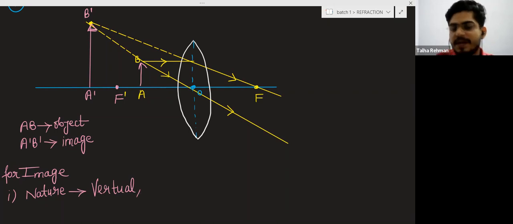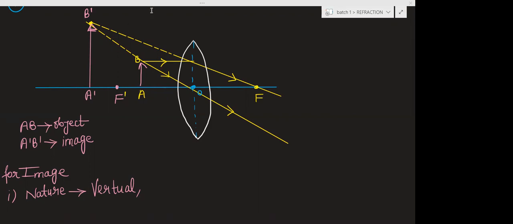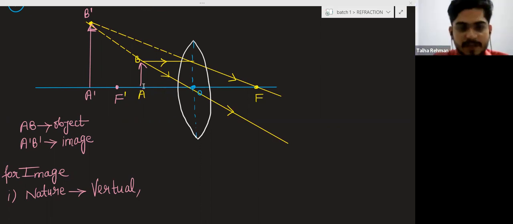And Martin, will this be erect or inverted? This image AB will be erect or inverted? It will be erect. Why is this erect? Because the direction of the object is from A to B, and the direction of the image here is also from A to B. So you can write virtual and erect.